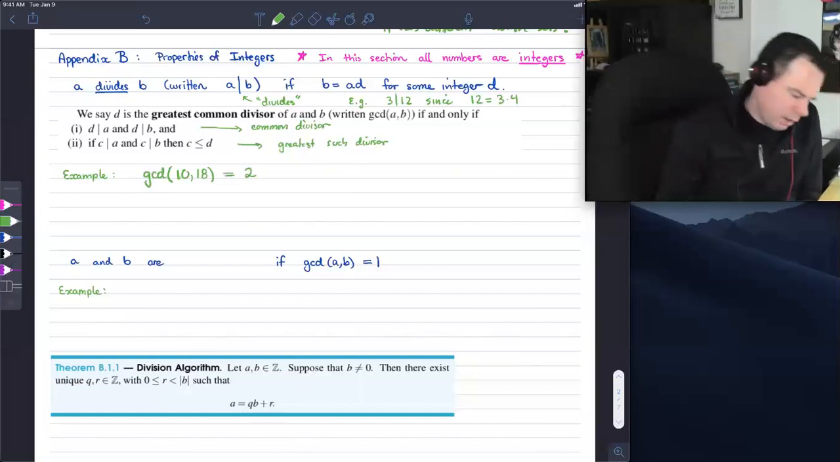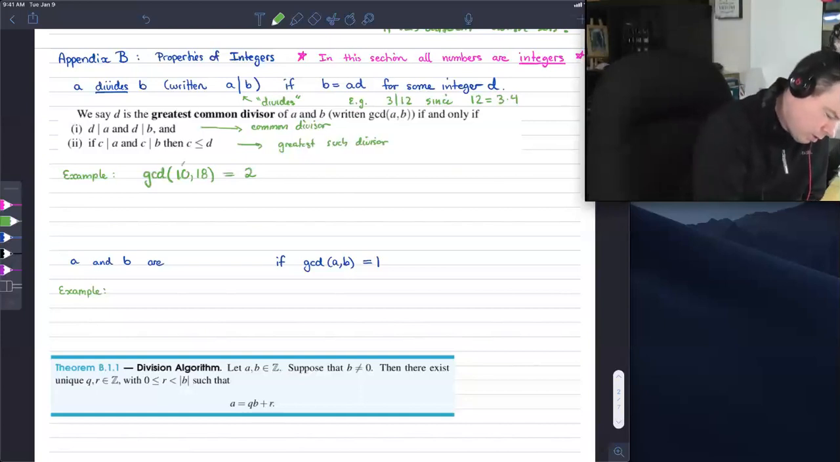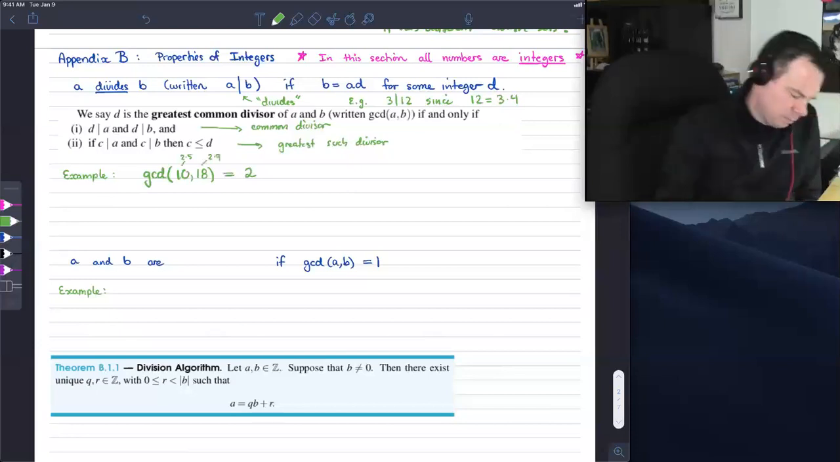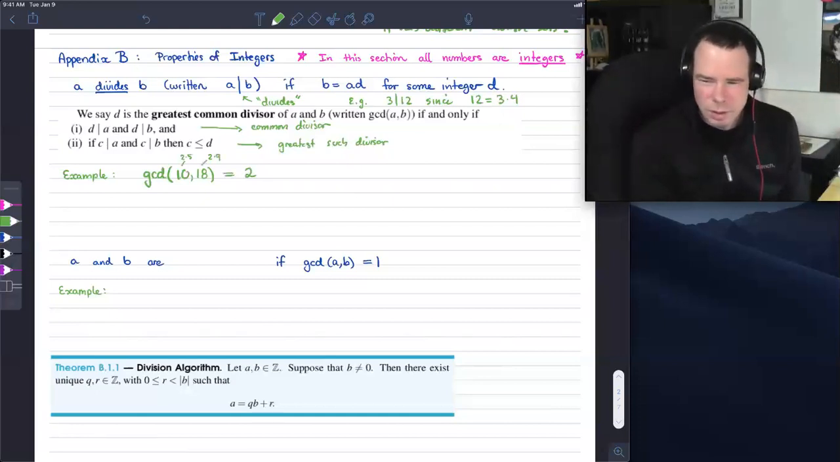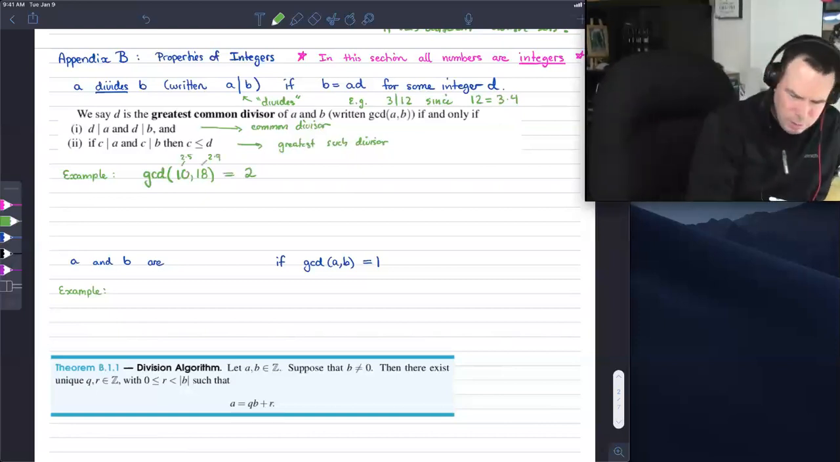And you may say, well, how do you get that? Most commonly, you probably would have factored these. And you would say, well, 2 is a common divisor, but that's the only one because the other factors are 5 of one of them and 3's in the other one. All right, so how about the next one?